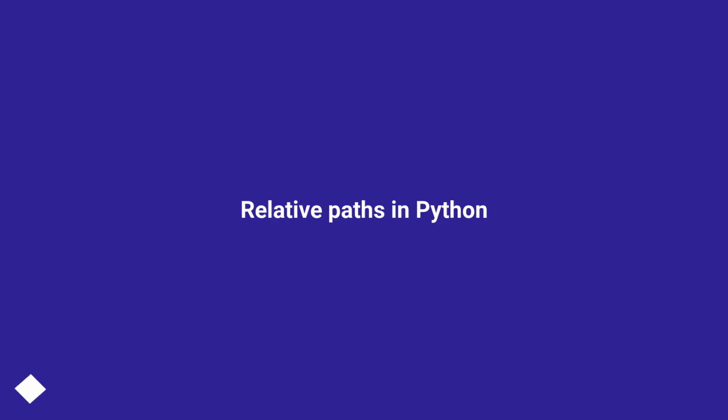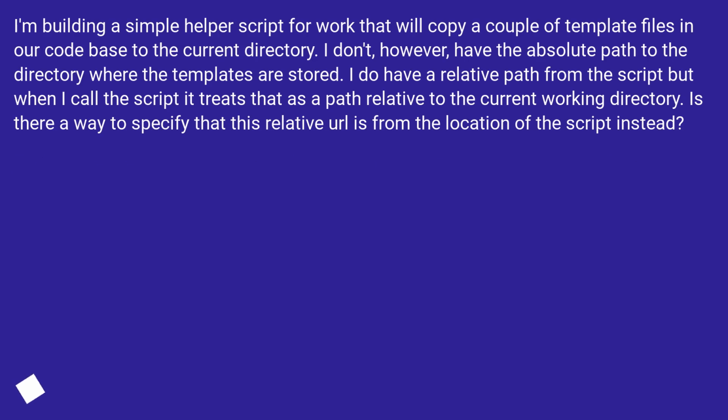Relative paths in Python. I'm building a simple helper script for work that will copy a couple of template files in our codebase to the current directory. I don't, however, have the absolute path to the directory where the templates are stored. I do have a relative path from the script, but when I call the script it treats that as a path relative to the current working directory. Is there a way to specify that this relative URL is from the location of the script instead?